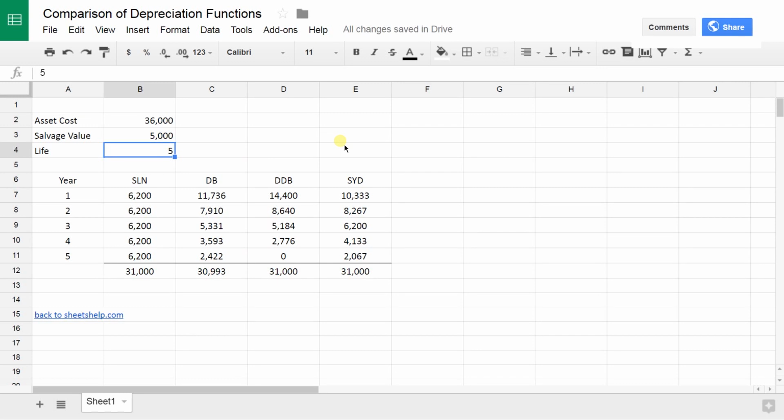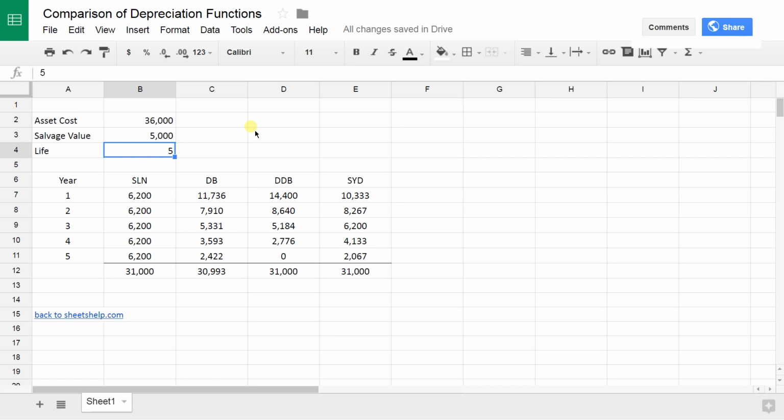So this particular asset that we chose, I just made it a nice round number. You get some money back when you sell it. So what we're saying is, look, all the costs associated with buying it totaled $36,000. That includes shipping, installation, everything to get it placed in service. And then when I'm done with it, it's going to be worth $5,000. That's what I expect to receive when I sell it.